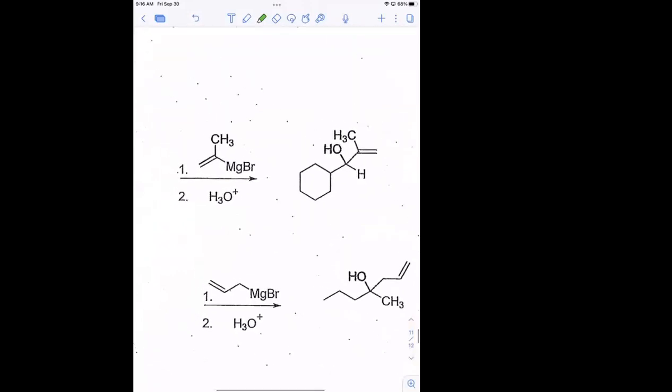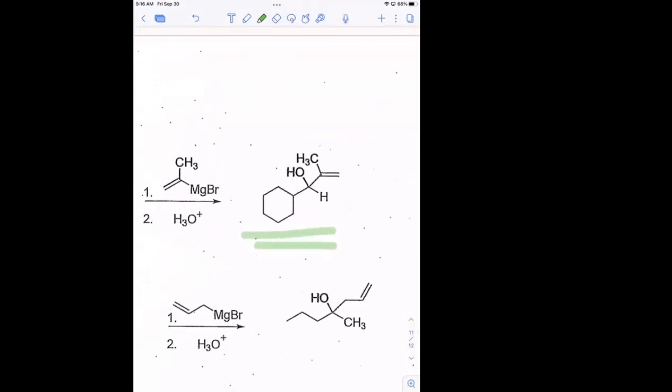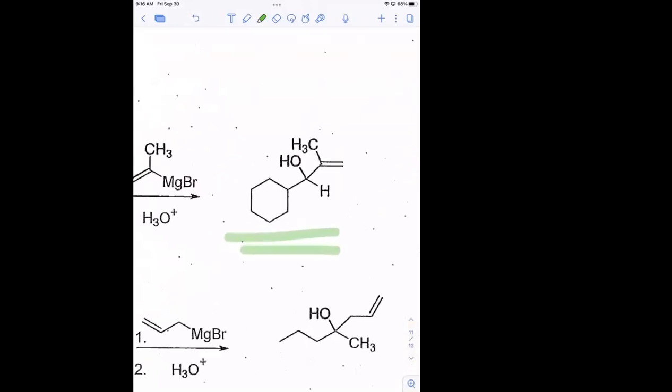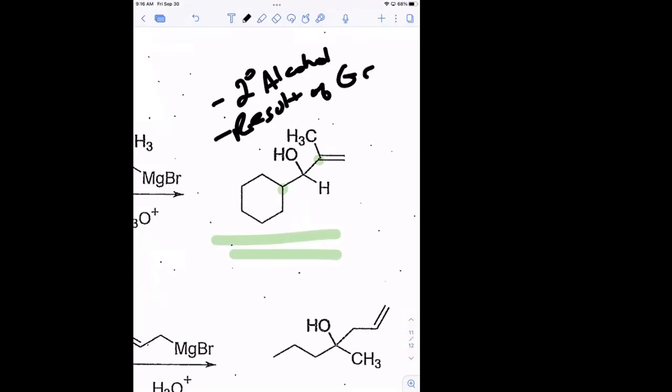All right. Here is my product. How would we deconstruct that product to get back to figure out which aldehyde? And it's a secondary alcohol. So we know that we started with an aldehyde. That's one of the things that we talked about. If you start with an aldehyde and add a Grignard, you're going to get a secondary alcohol. If you start with a ketone and add a Grignard, you're going to get a tertiary alcohol. So this is a secondary alcohol, and it's the result of Grignard addition.